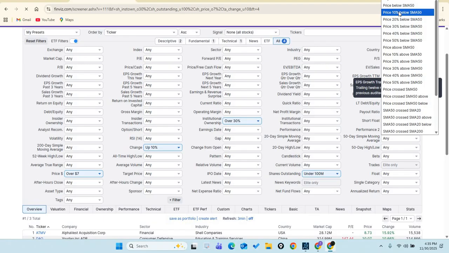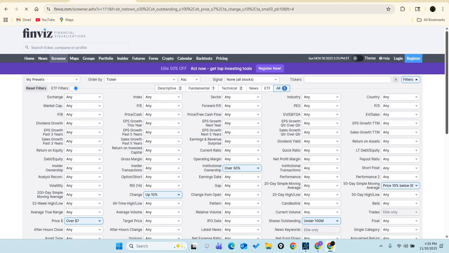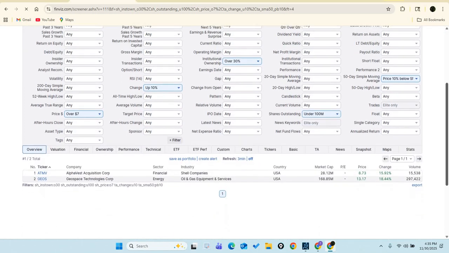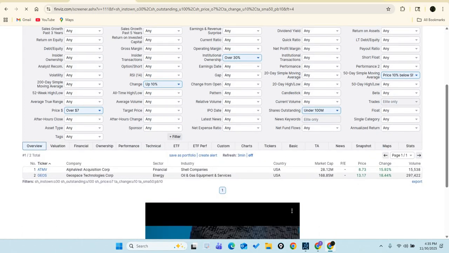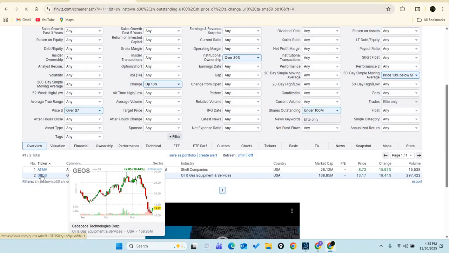Price. Or let's just say I want it 10% below the 50 MA because I'm waiting for the 50 MA breakout, right? Let's just say 10% around, right? That's it. Let's just say how many stocks. We got two stocks. You guys, we went from thousands of stocks to two stocks, right? So what do we get? We got ATMV and we got GOS.